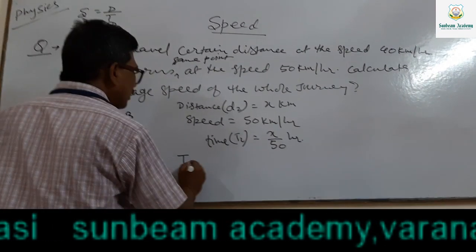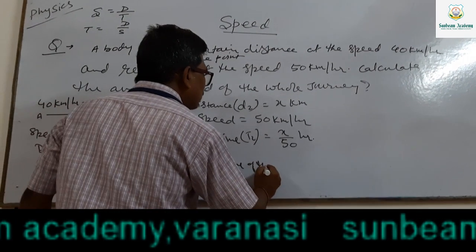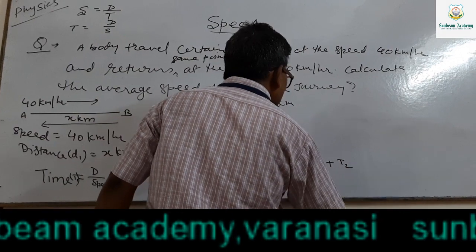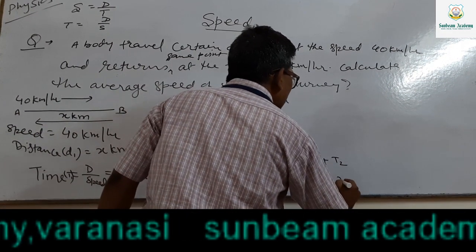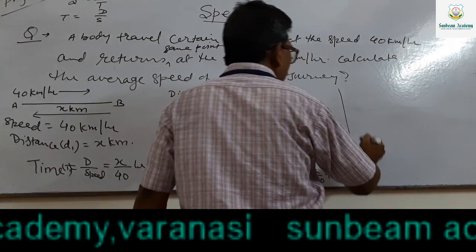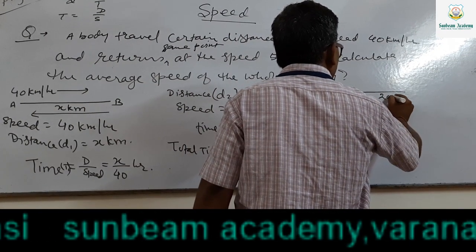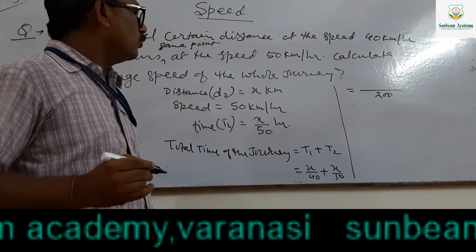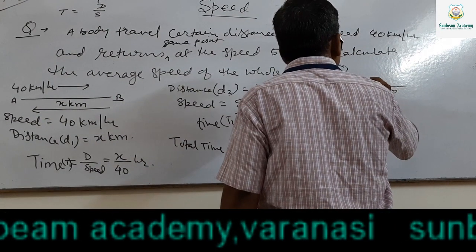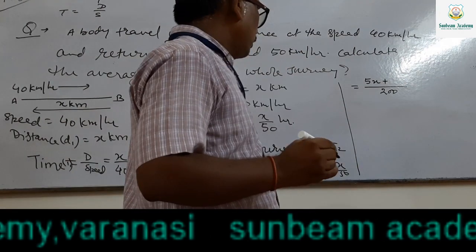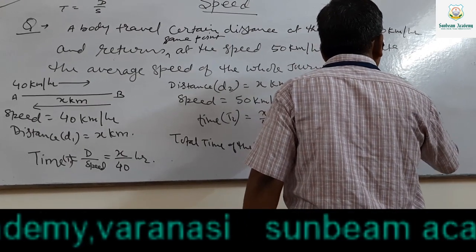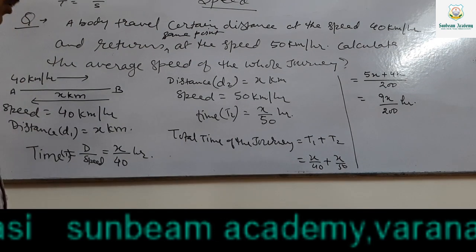So the total time of the journey will be what? T1 plus T2, that is x by 40 plus x by 50. What will be the LCM? LCM you take 200. 5 times x is 5x, 4 times 50 is 200, this is 4x. That will be 9x upon 200 hour. This is the total time taken.